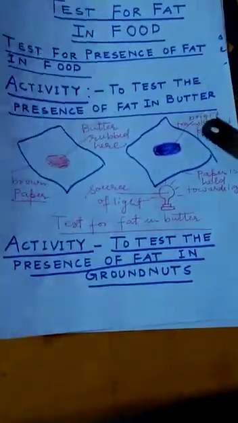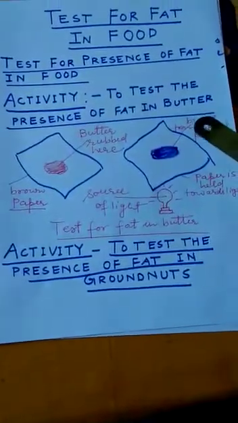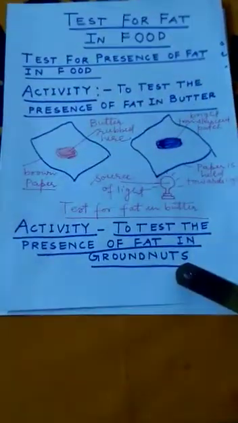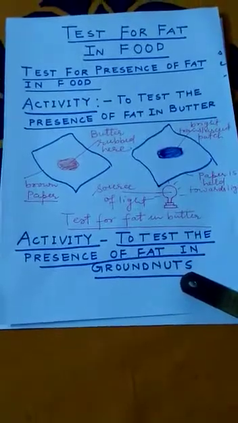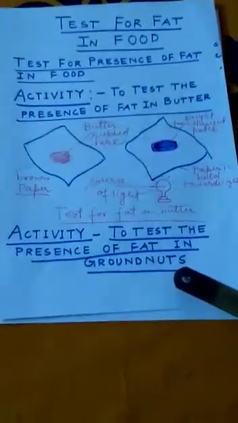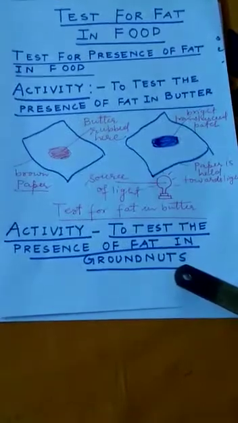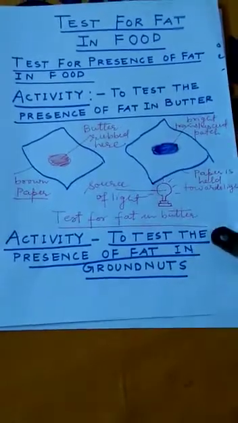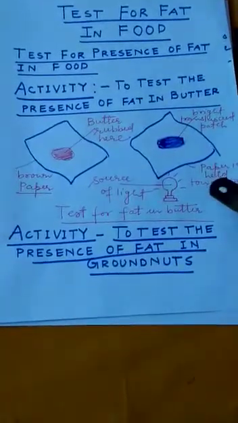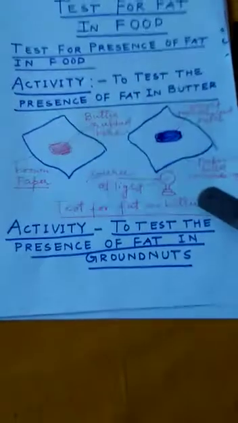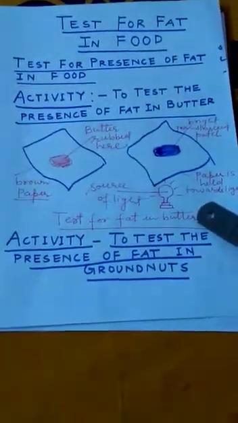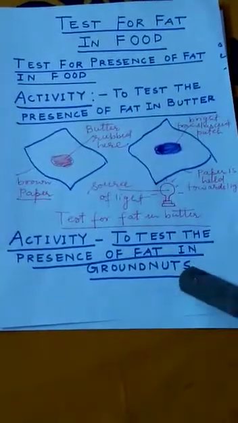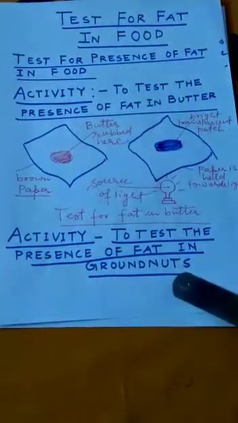So we can test the presence of fat in a hard solid food in this way. We should take a small quantity of the hard solid food item and place it on a brown paper lying on a table. Crush the food item, then remove the crushed food from the paper and hold the paper towards a source of light. If the food has left a number of bright translucent spots on the paper, fat is present, because many small patches can be seen after crushing the groundnut on the brown paper.